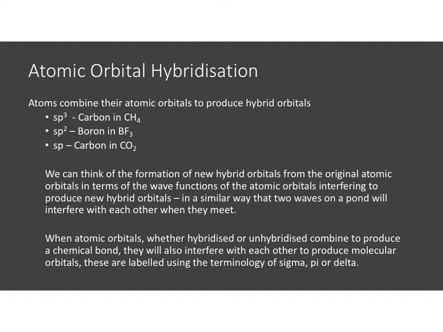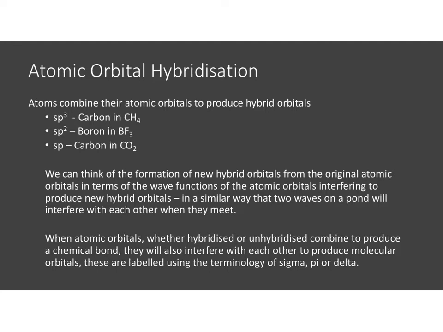For example, carbon in methane hybridizes its orbitals to form sp3 hybrid orbitals by mixing its 2s and its three 2p orbitals together. Boron can form sp2 hybrid orbitals, and carbon can also form sp hybrid orbitals in CO2, where carbon forms two single or sigma bonds and is also able to form two pi bonds with another atom or two. So the hybridization allows us to explain the shape of the bonds around each of those atoms, but it doesn't explain how atoms now come together and combine their orbitals to form molecules.